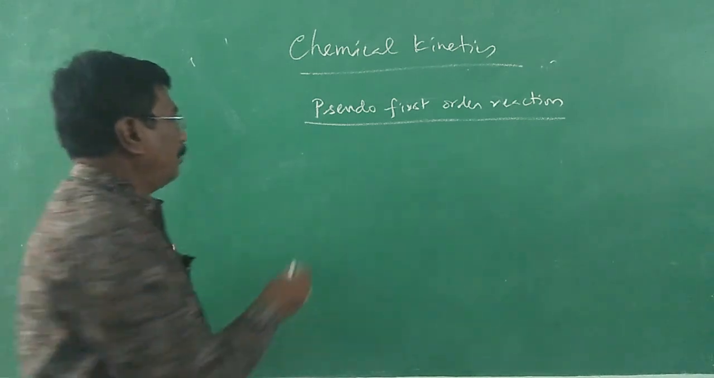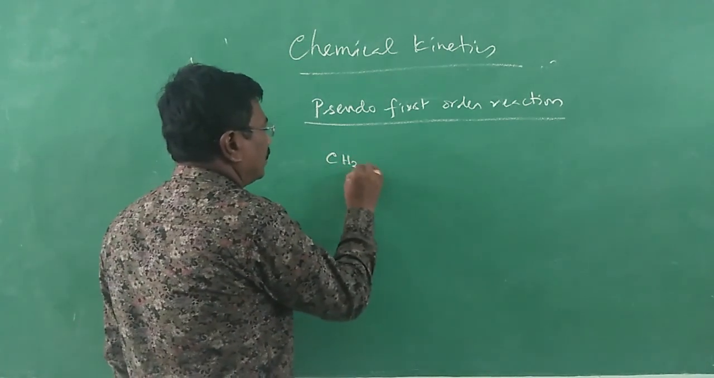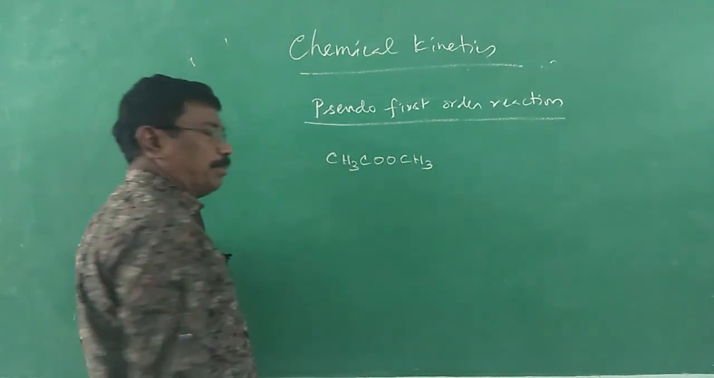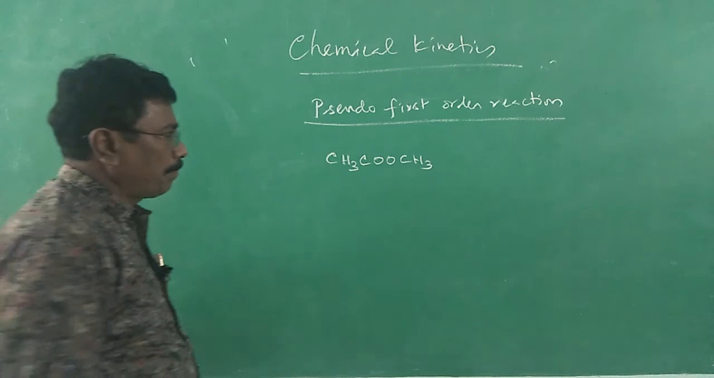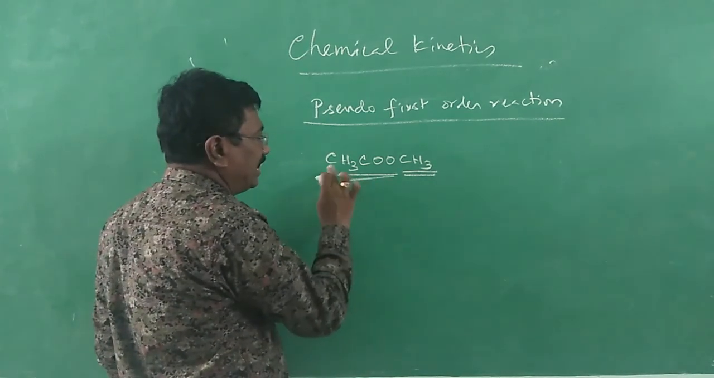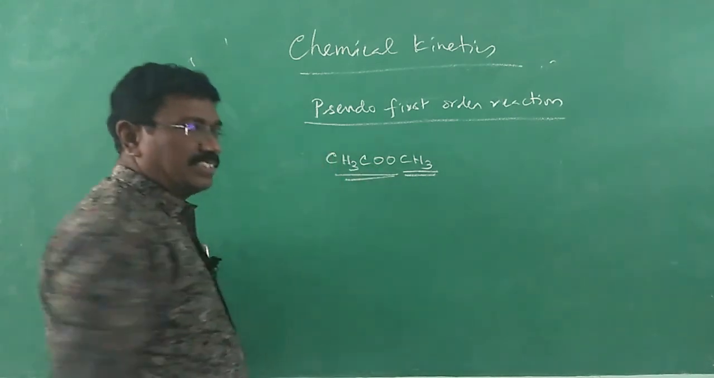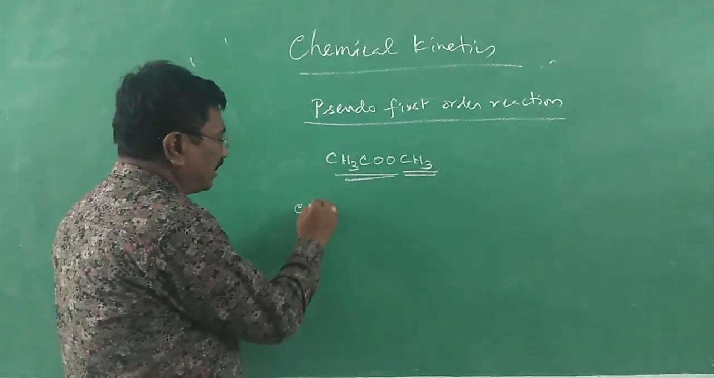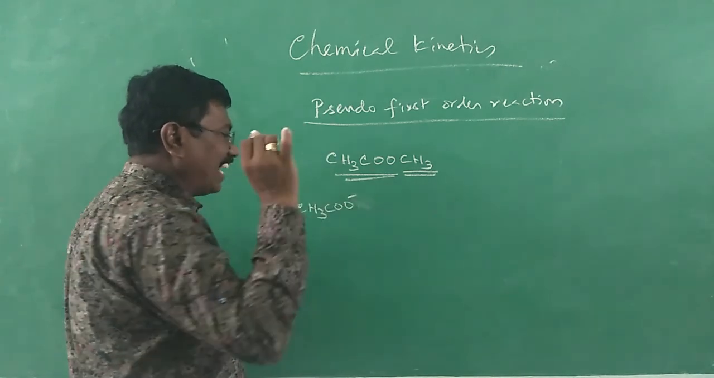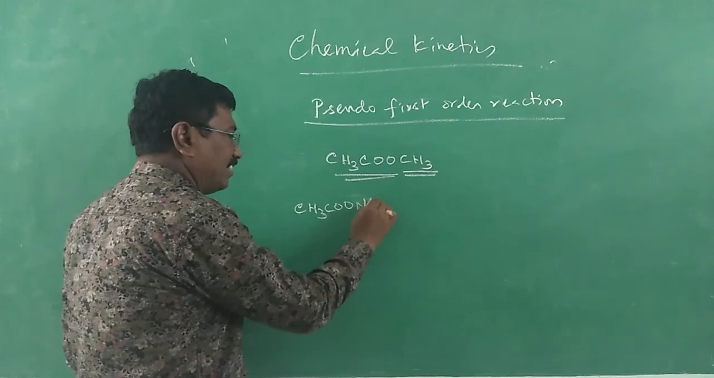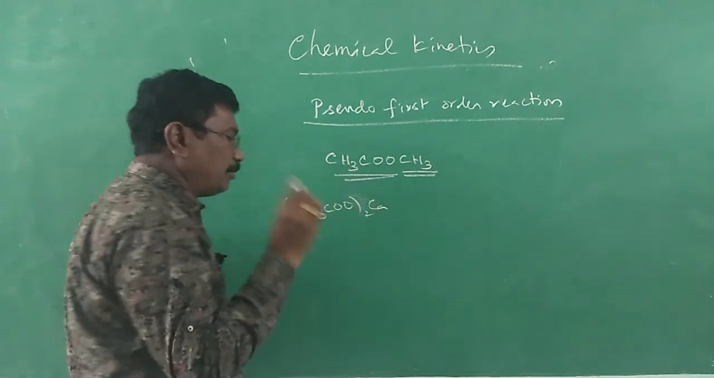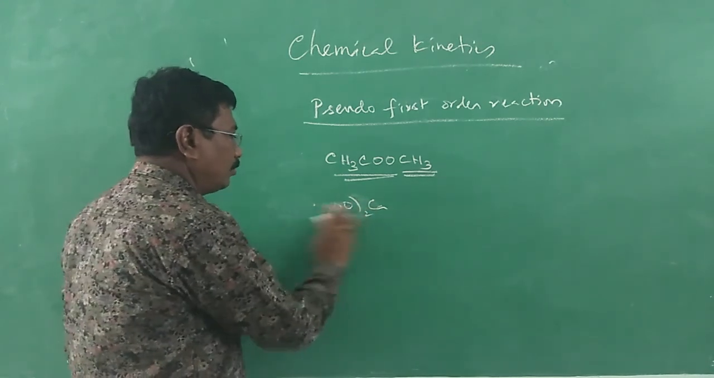How? Let me take an example of CH3COOCH3. You may know the name of the compound. Just try. Methyl acetate. CH3COO is acetate. CH3COOH is acetic acid. Okay? CH3COO acetate, sodium acetate, potassium acetate, calcium acetate. Alright, all those things you may be knowing.